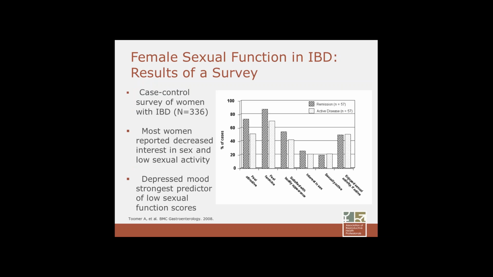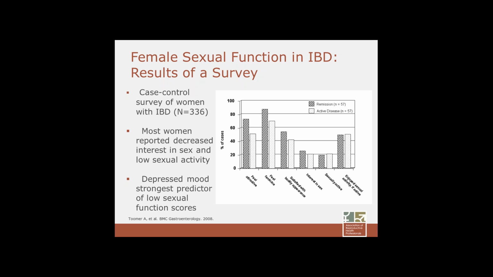All right, so this is an older study, but I think really sets the tone for what we really do need to do for our patients. This was a case control survey of women with IBD, and that most women did report a decreased interest in sex and low sex activity. And what they did was they looked at those scores and subjective feelings during times of active disease. Half of the population were in remission at the time, and then half of them had active disease. And that depressed mood actually was the strongest predictor for low sexual functioning scores.